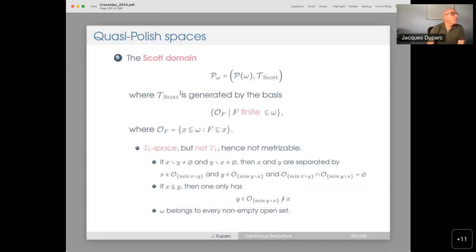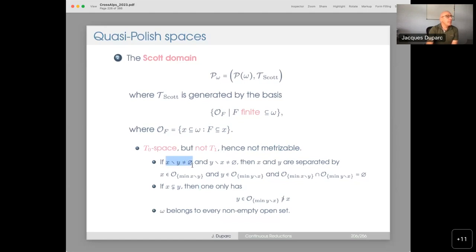So the topology, I already told you, is generated by the following basis. You take O of F, where F is a finite set. O of F is just the set of all the subsets of omega which extend my F, right? So you take F and every set that extends your finite F, that's your basic open set. It's a T0 space, it's not T1, therefore it's not metrizable.